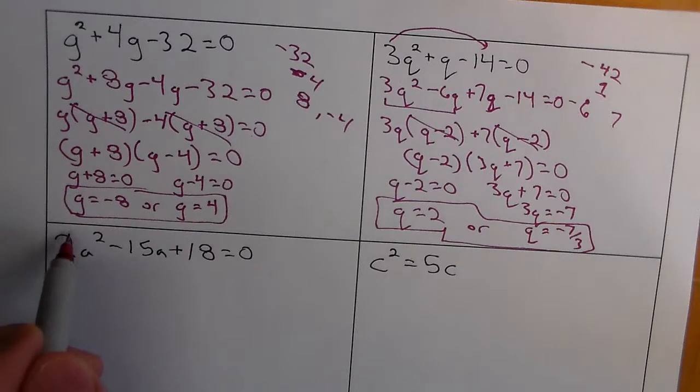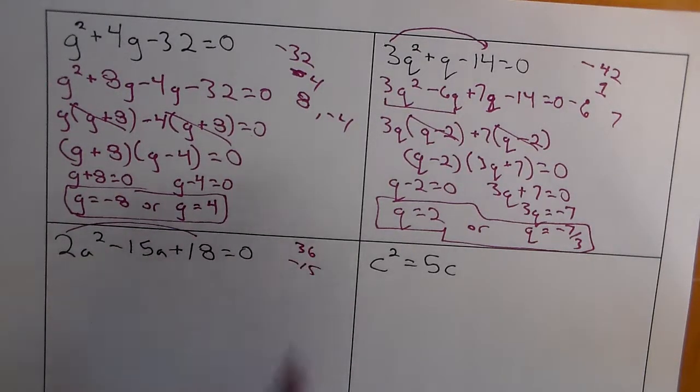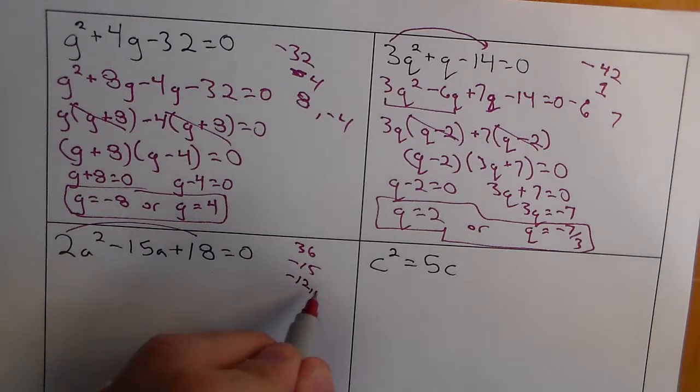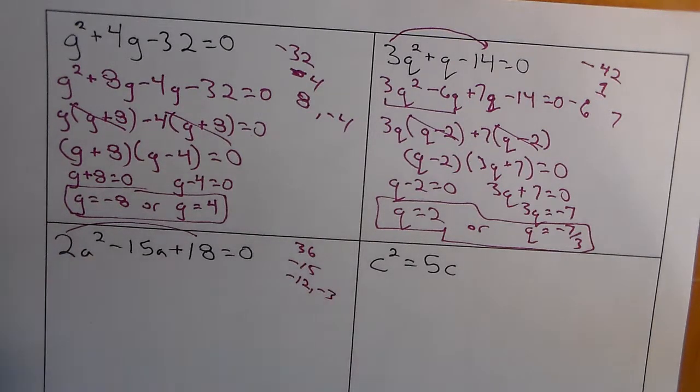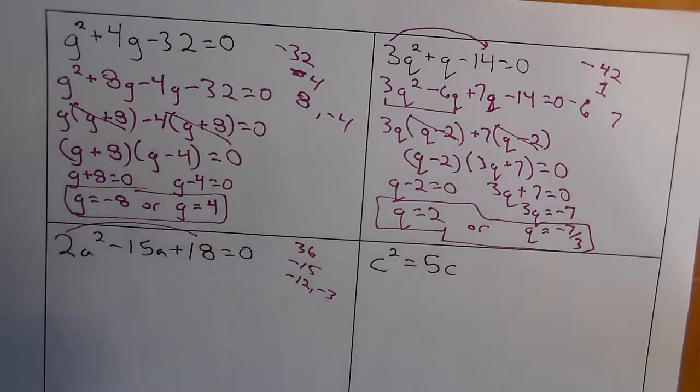Next problem, multiply 2 and 18, that gives me 36, and I want it to be negative 15. Well, if they're both negative, that's two values, it gets me a positive, I'm going to try, how about negative 12 and negative 3? Those add to negative 15, but they also multiply to be a positive 36. So this one's maybe a little tougher one to find, but let's do those two values.